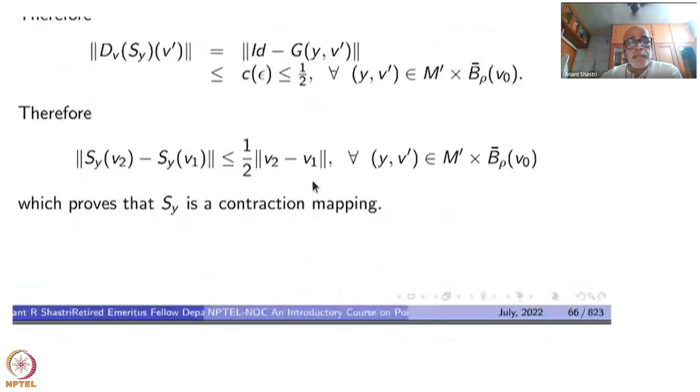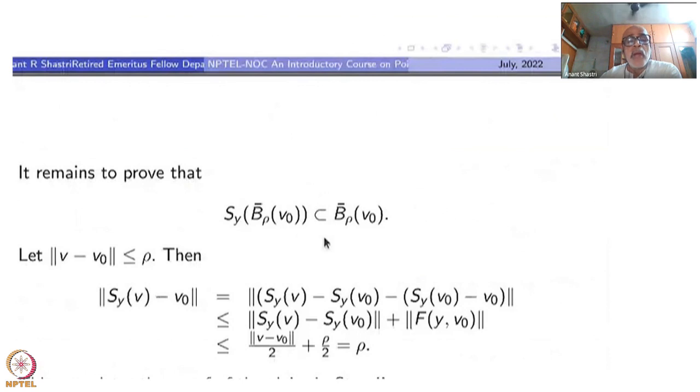So we have to prove that the closed ball goes inside the closed ball under S_y, so that we can think of S_y as a contraction mapping inside this metric space, which is a complete metric space. Why is this true? Take any v such that the norm of v minus v naught is less than or equal to rho, that means a point of the ball. Then the norm of S_y of v minus v naught is also less than or equal to rho. That will prove this statement.